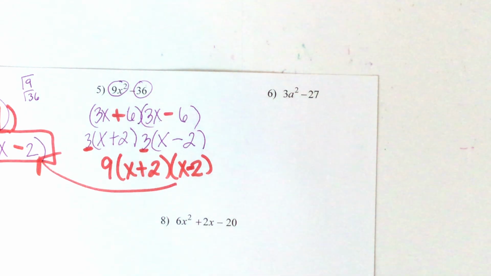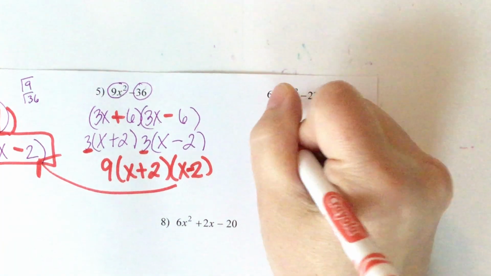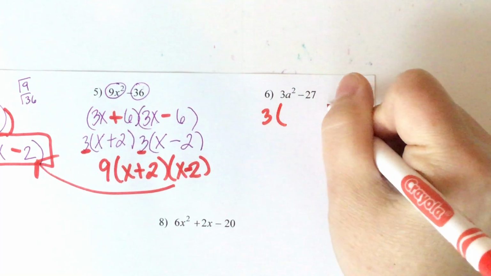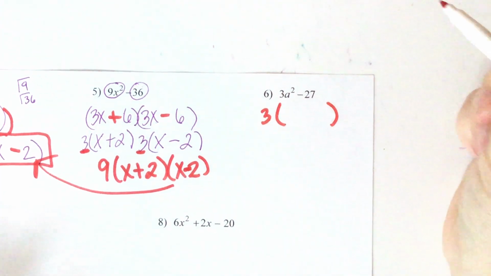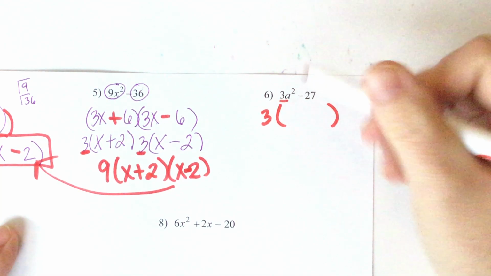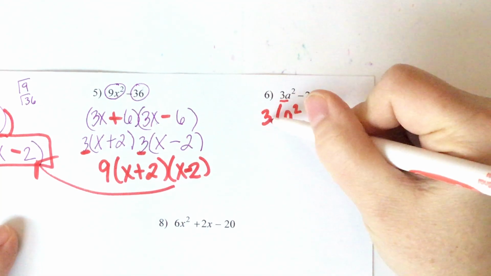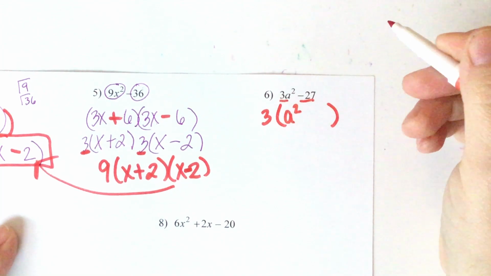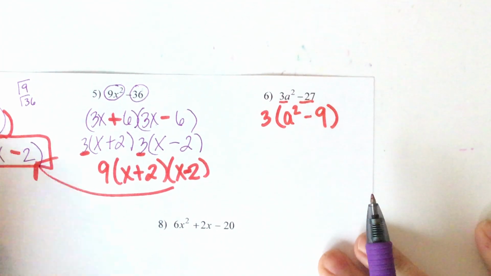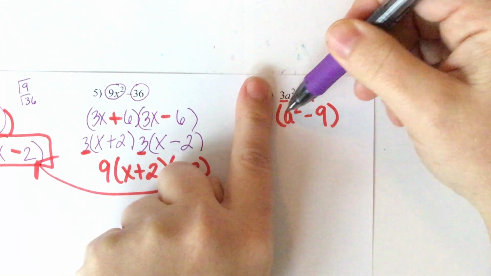There's a GCF. What is it? A 3. 3 can divide into 3 and 27. Okay, let's build our parentheses, and let's get both of those back. So 3 times what is 3a squared? A squared. 3 times what is negative 27? Negative 9. Okay, now let's cover up our GCF and see if we can factor what's in here.